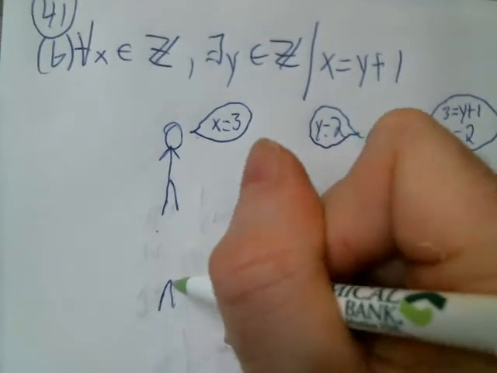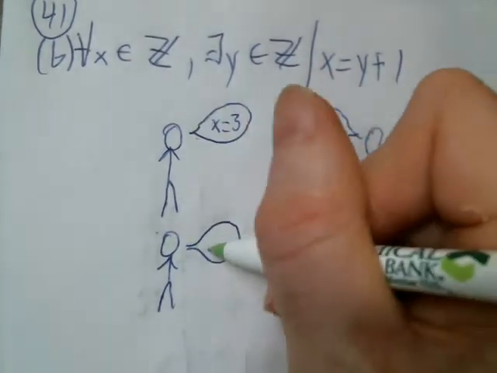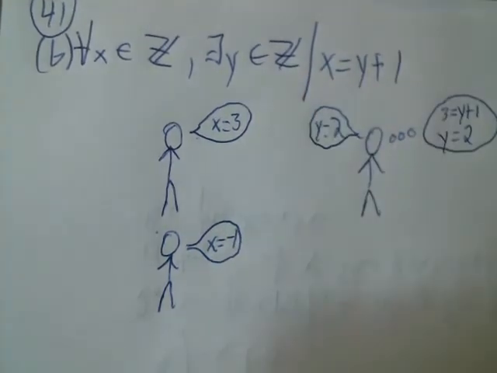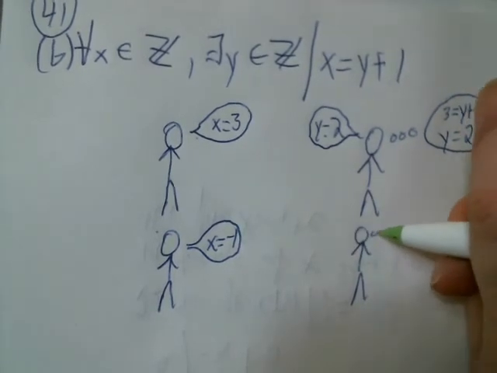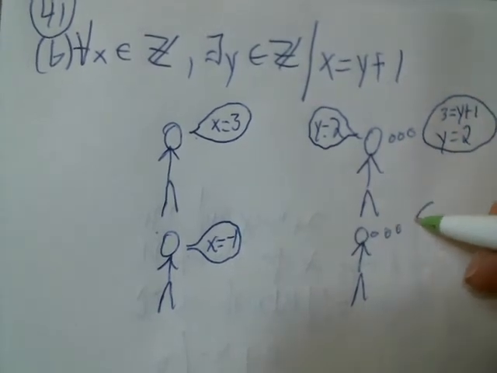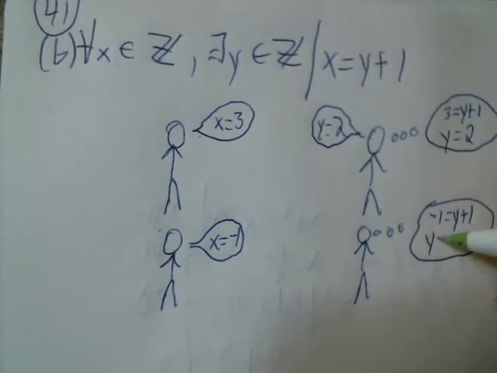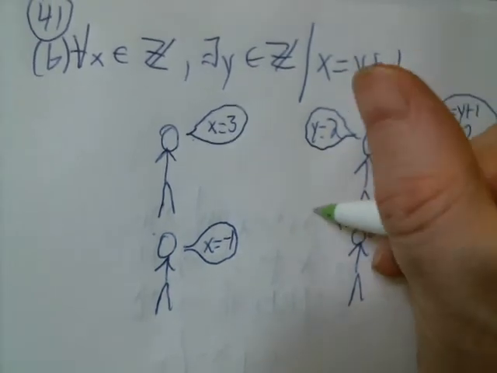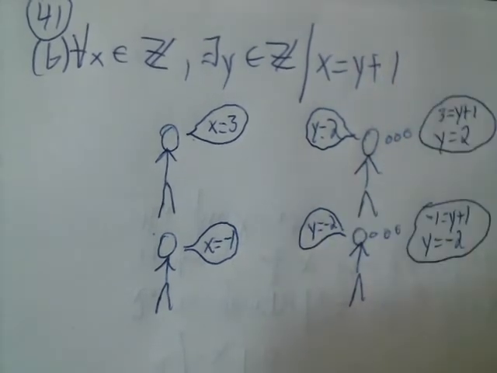Then the next day, he's like, what about x equals negative 1? Maybe a negative number won't work. It's still an integer, but maybe it won't work. So I sit there for a second and think, all I've got to do is set up this equation: negative 1 equals y plus 1, and then y equals negative 1 plus negative 1, which is negative 2. So here you go, kid, y equals negative 2.